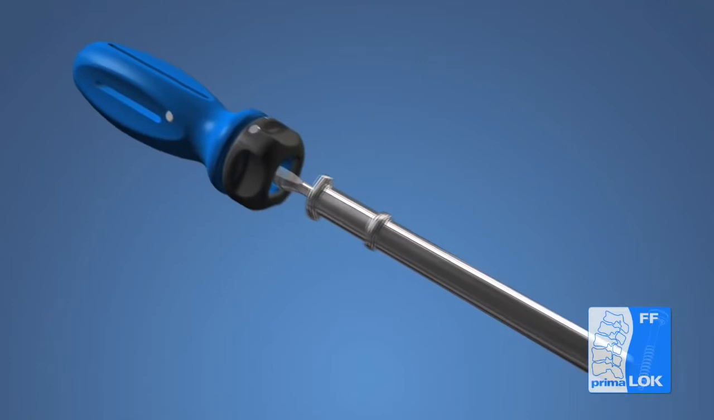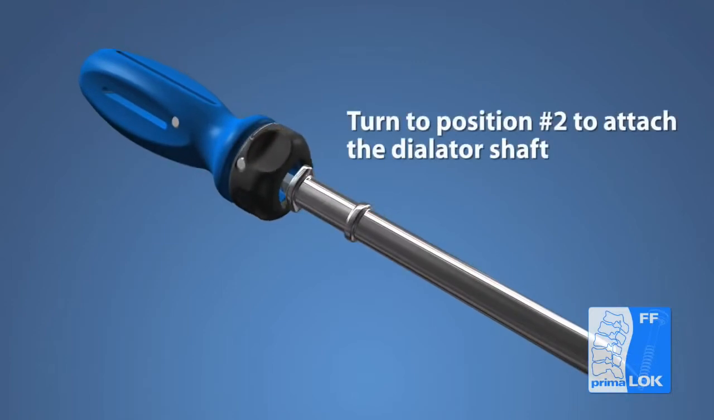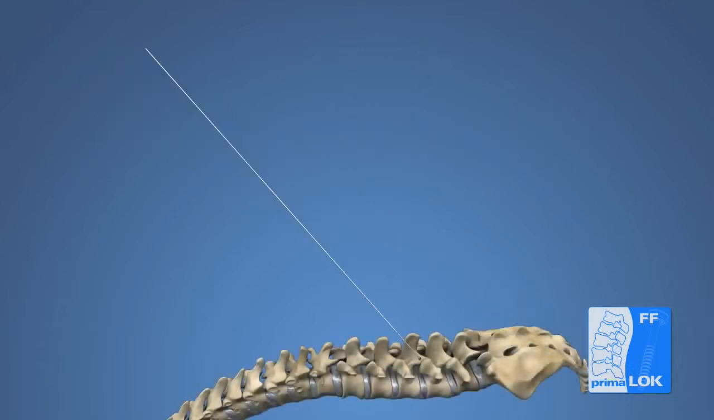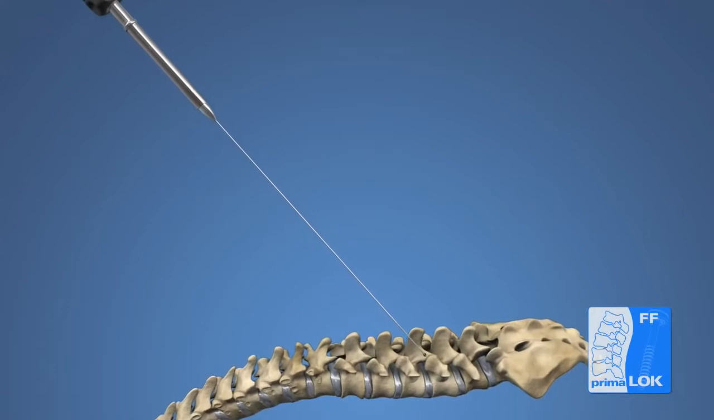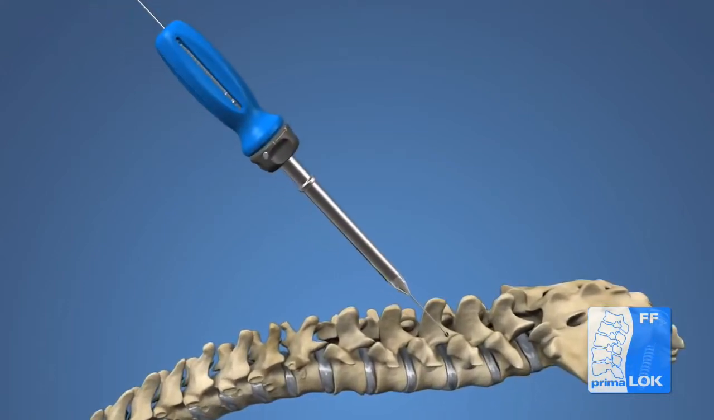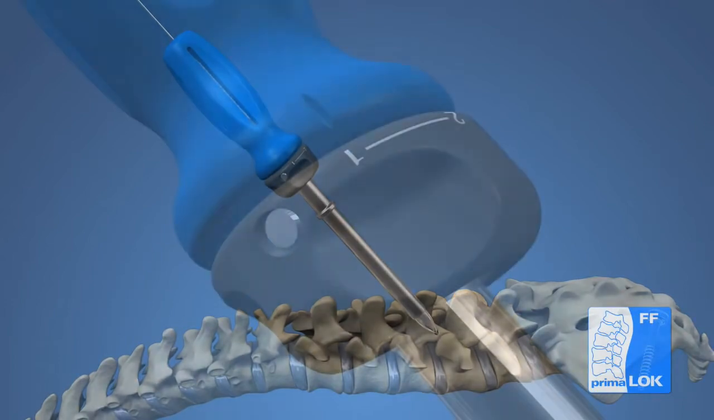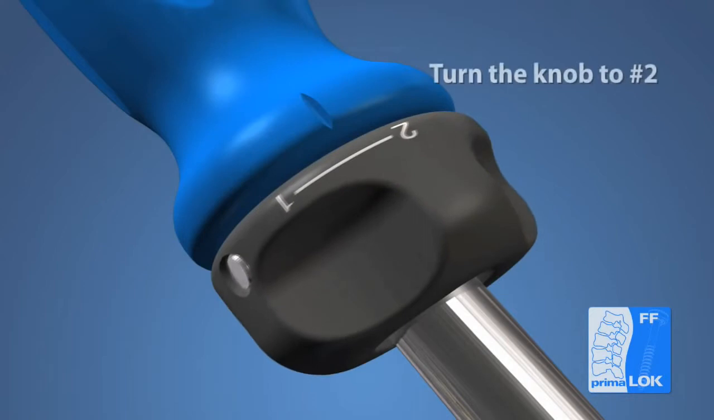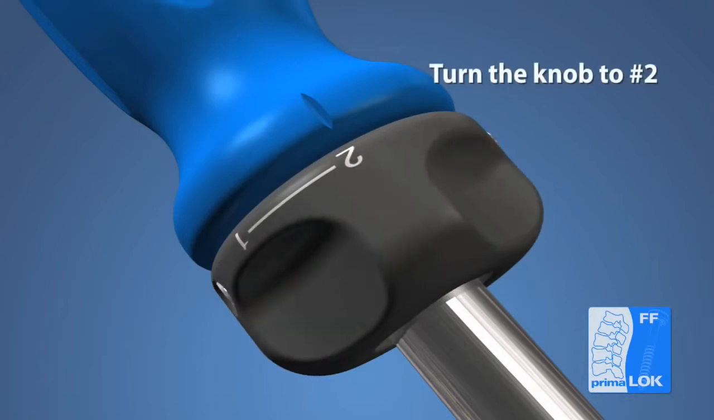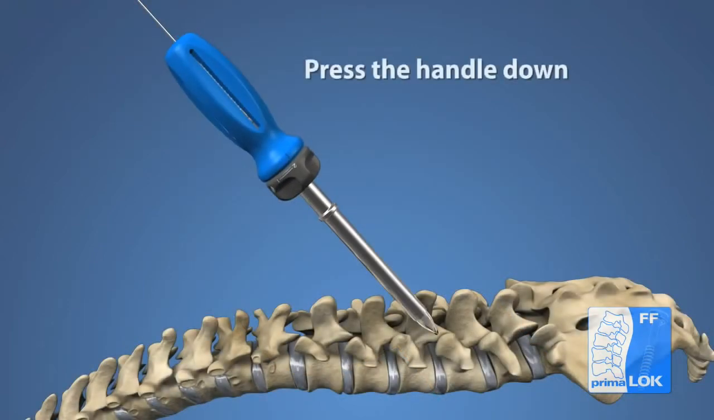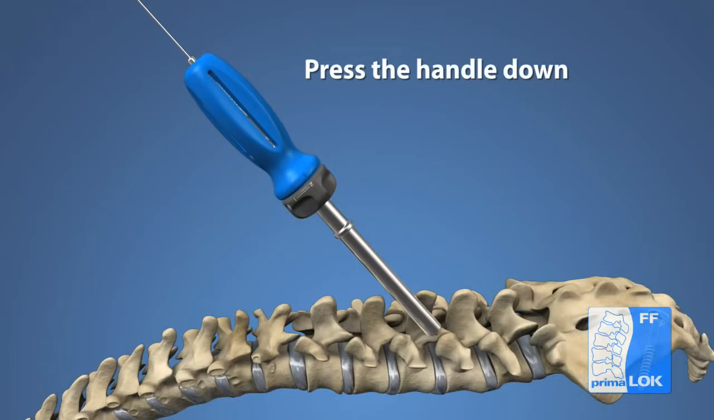Prepare the cannula introducer by sliding the working cannula over the dilator shaft while the knob is in position number 2. Lock the cannula into place by turning the knob to position number 1. The cannula introducer is placed over the guide wire and advanced until the dilator is docked on the facet. With the dilator docked on the facet, turn the knob to position number 2. This unlocks the cannula. Press the handle down, sliding the cannula into place.